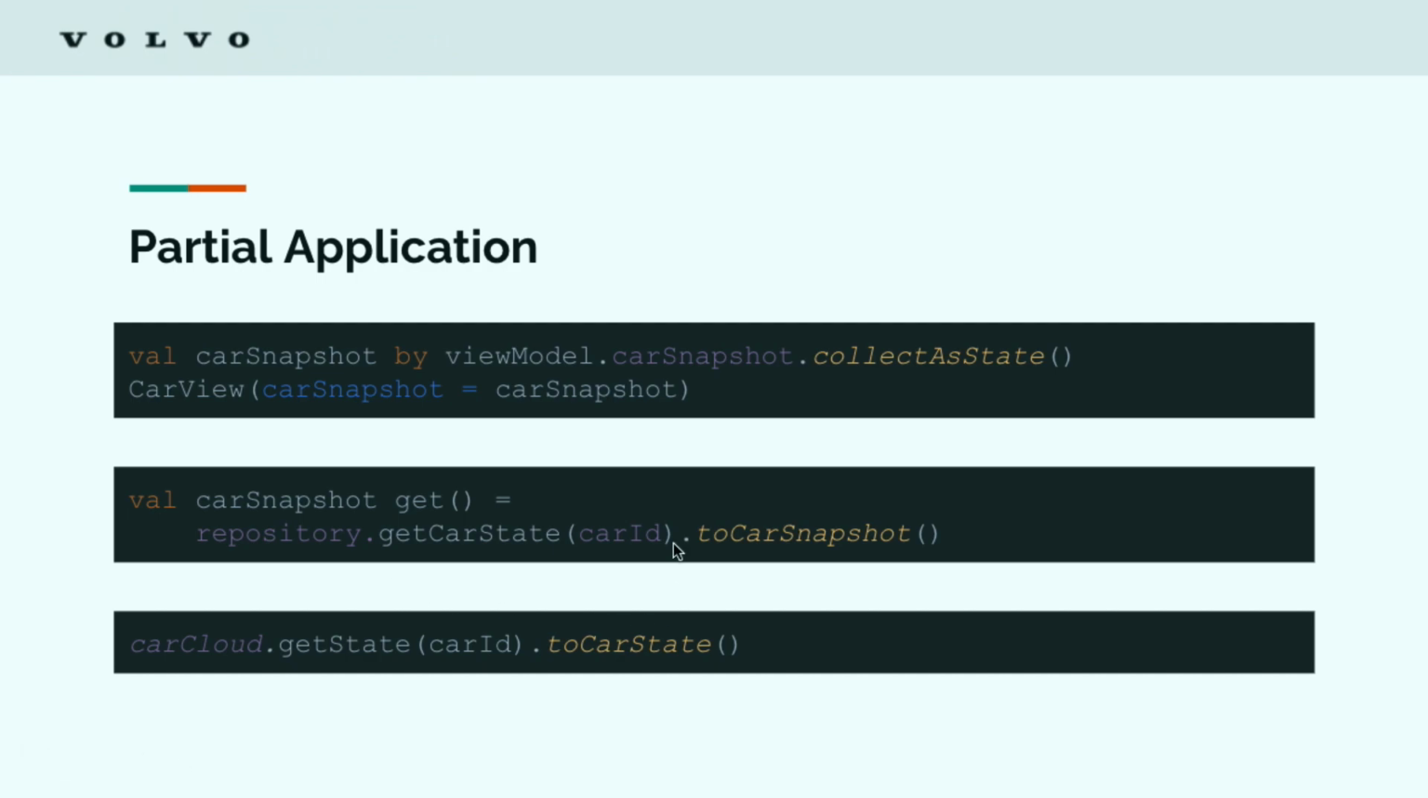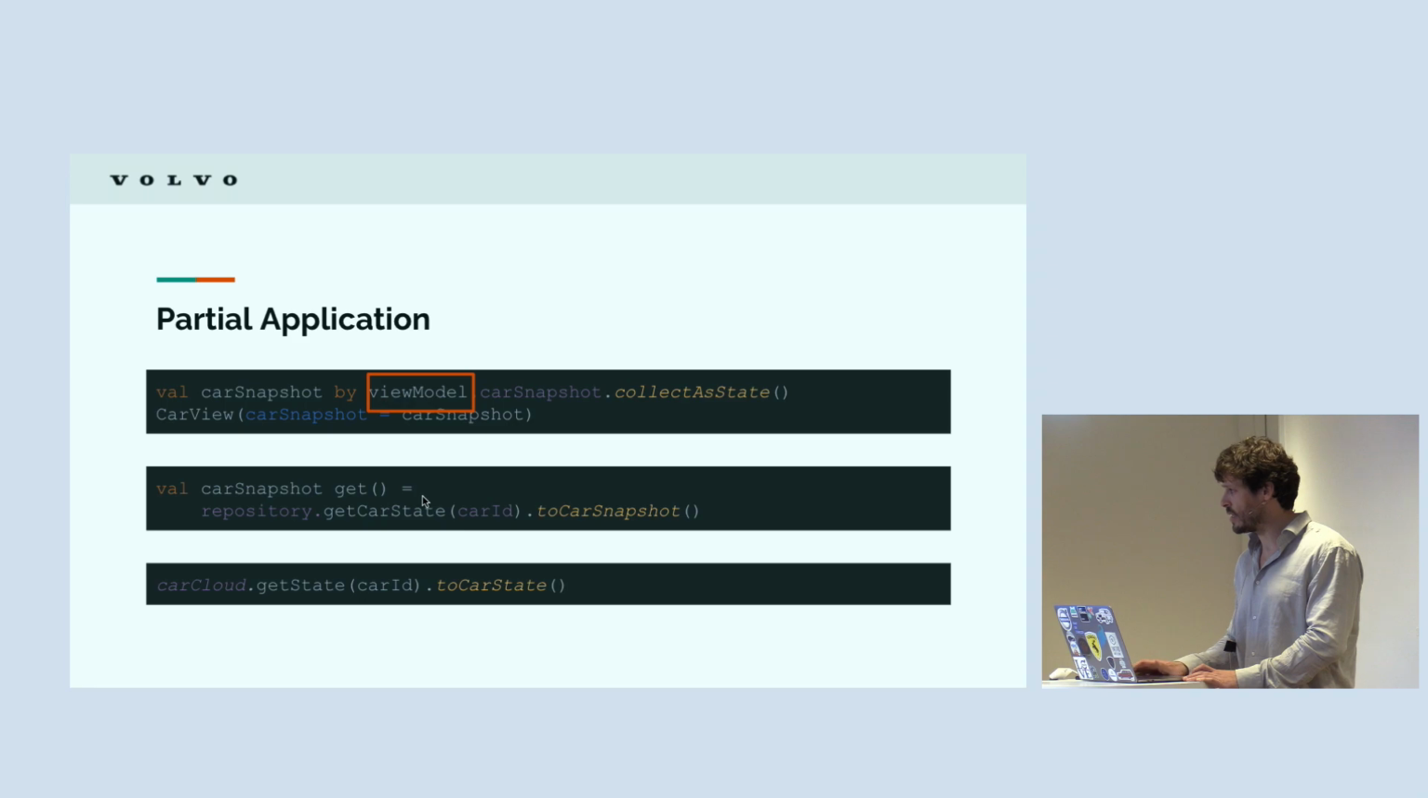When we program in object-oriented style, we are sending a message to the object, right? If we translate the message into a function, we can say that the receiver of the message is an argument of that function, right? In this case, for building a car snapshot, we need to know about the view model that we are going to get it from. For getting the car state, we need to know about the repository. For getting the car from the cloud, we need to know what is the cloud that we are pinging, right?